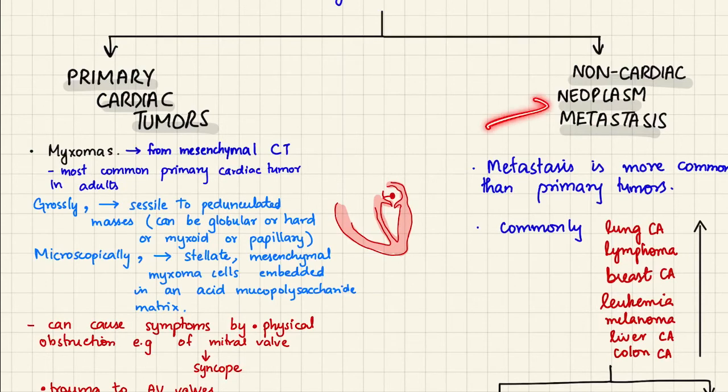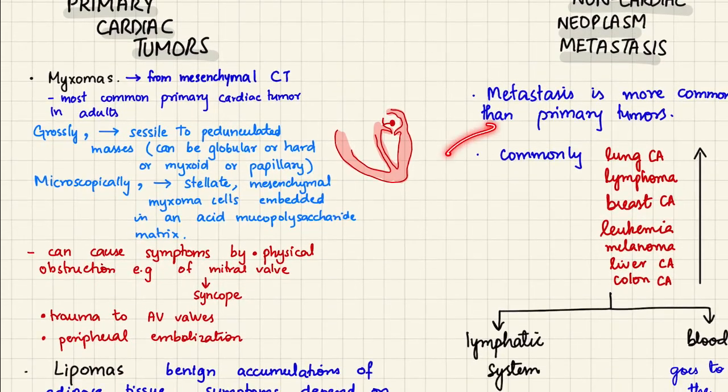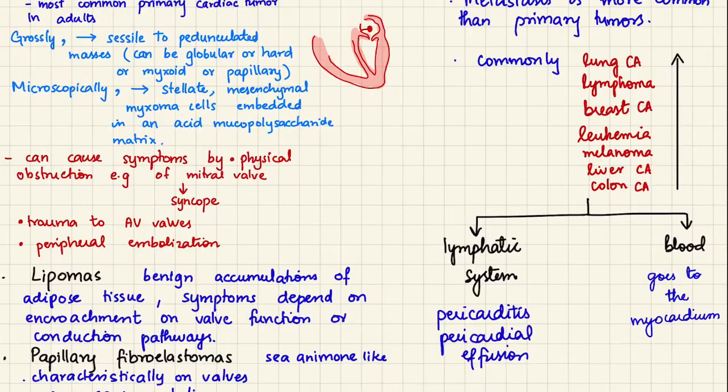Now let's see some non-cardiac neoplasms that metastasize into the heart. As I said earlier, metastasis is more common than primary tumors. The most common carcinomas that normally metastasize to the heart are, the most common one is lung, then lymphoma, then breast cancer, leukemia, melanoma, liver, and colon cancer.